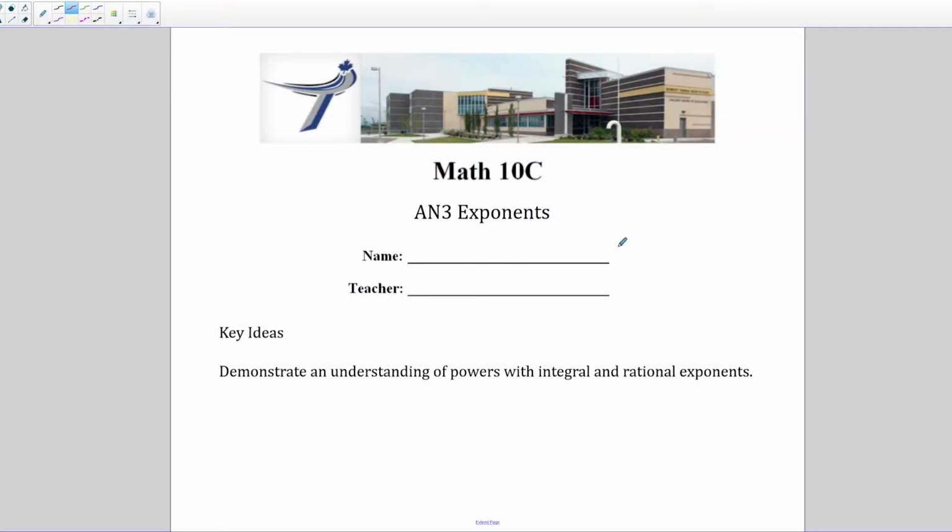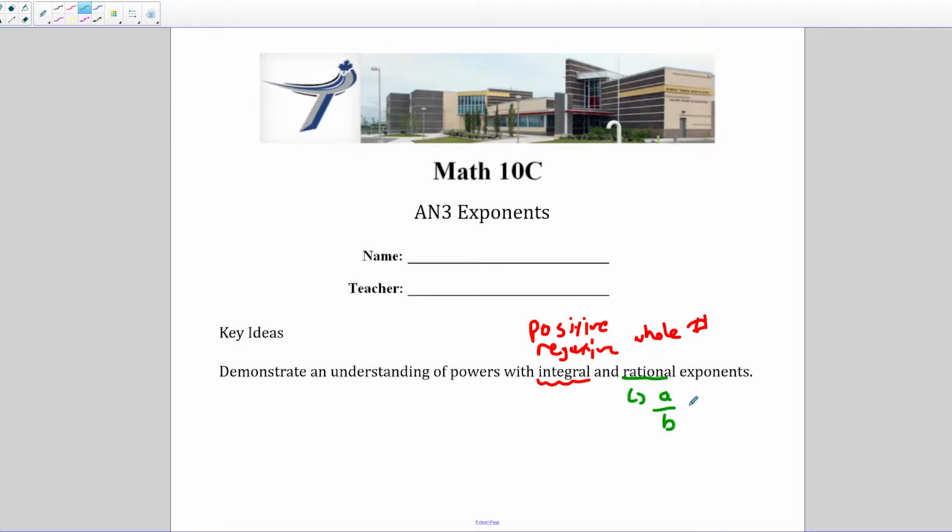Today we're going to talk about the AN3 Exponent laws outcome. The main focus in this outcome will be understanding powers with an integral exponent, which talks about positive and negative whole number exponents, as well as rational exponents, which means any exponents in the form of a over b, otherwise known as a fraction.